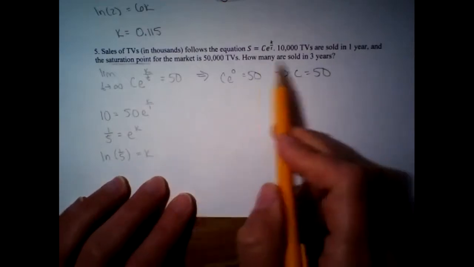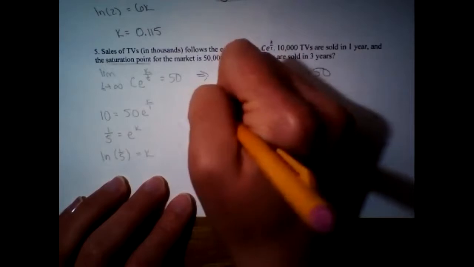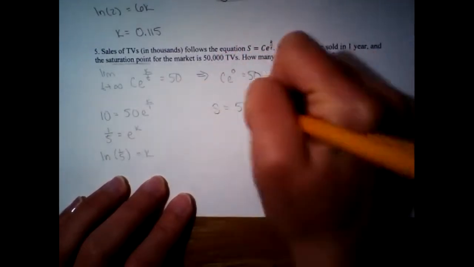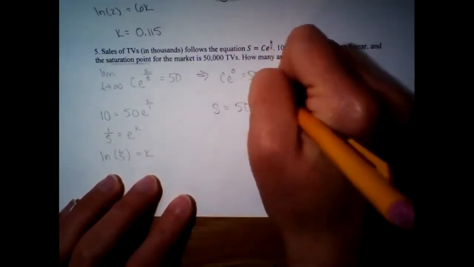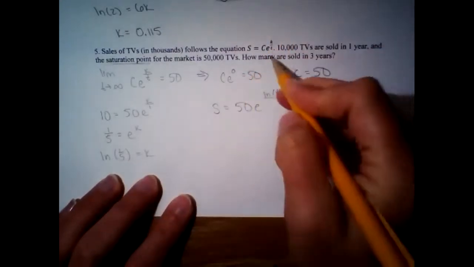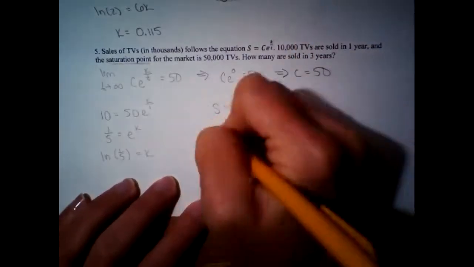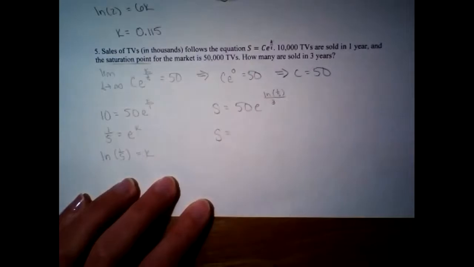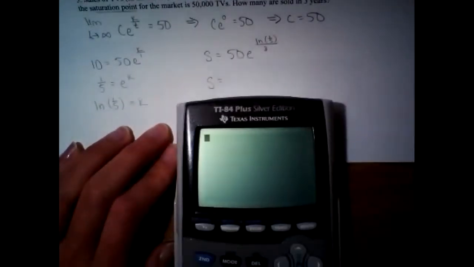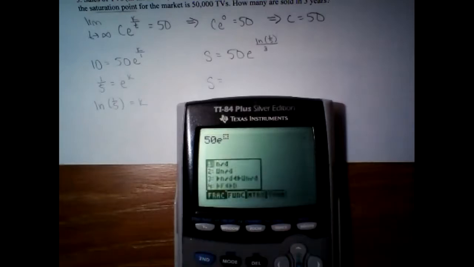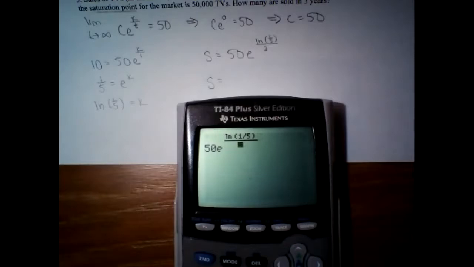All right, so it says how many TVs are sold in 3 years. So we're going to have S equals, C is still 50. And then e to the power, k we found was ln of 1/5, and then over time is 3 years. It said how many are sold in 3 years. So this is what I'm going to type in. We'll see how many TVs we sold in 3 years. So I'm going to type in 50 e to the power, let me do a fraction bar here, ln of 1/5 over 3.